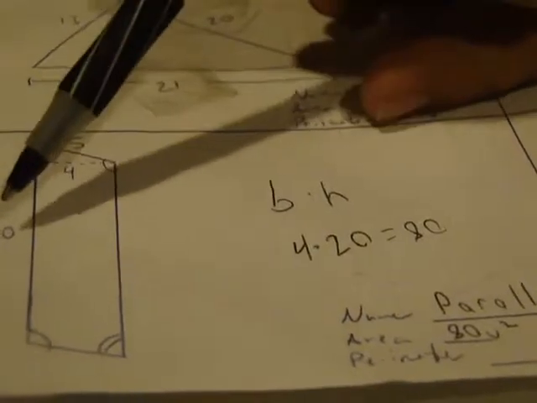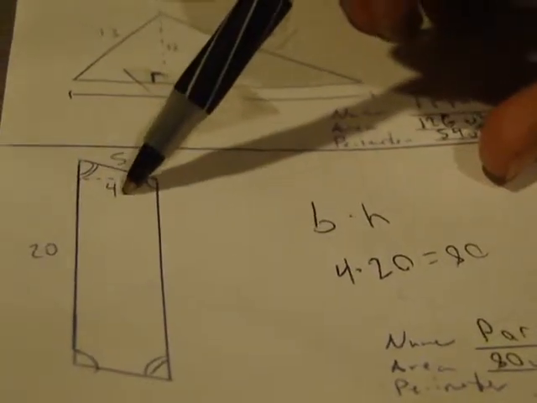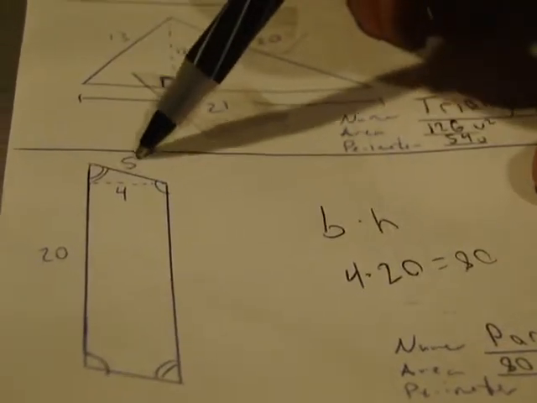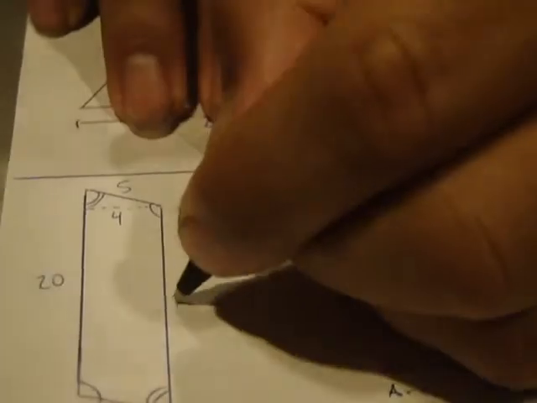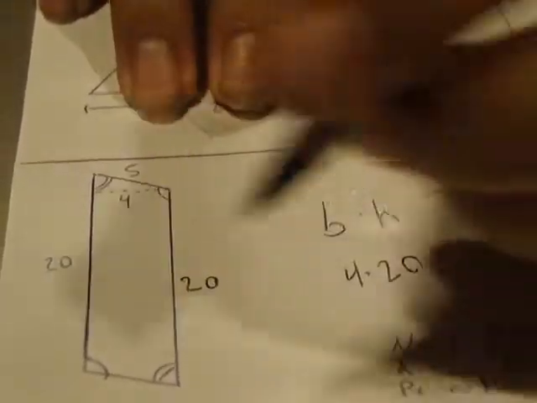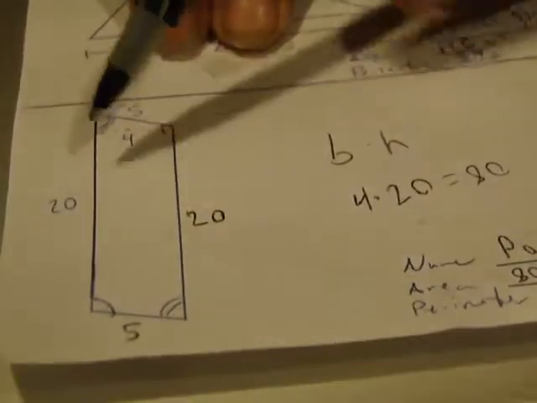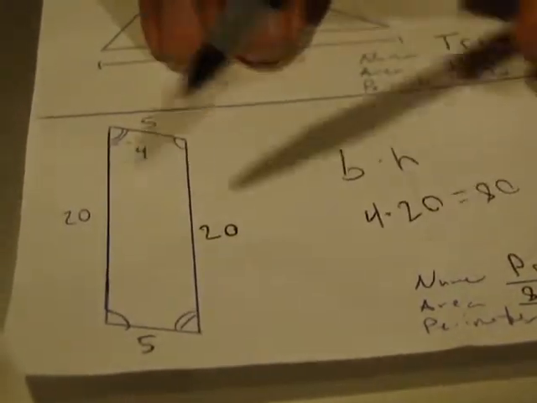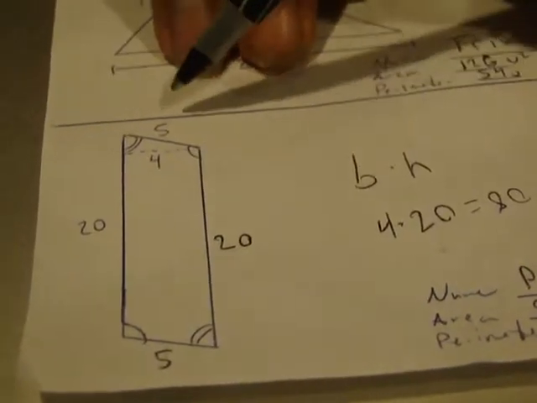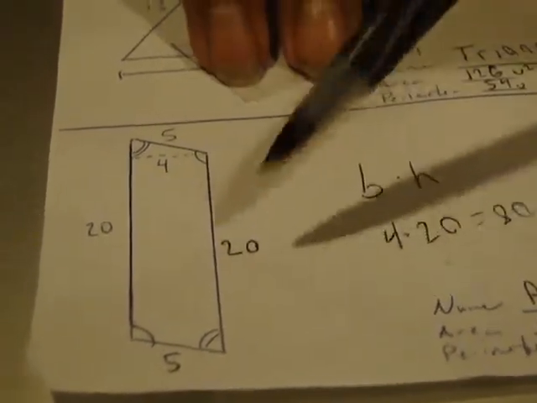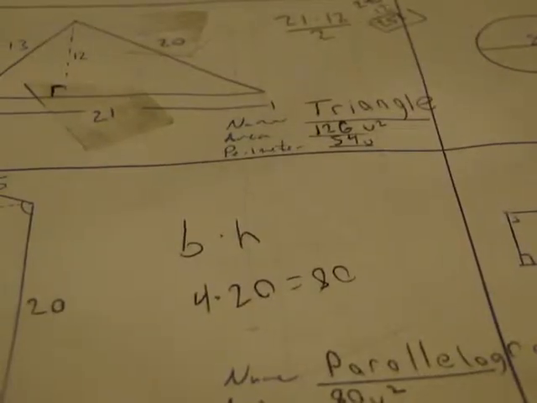And the perimeter is the sum of all sides. The 4 is not a side, the 4 is just the base. So the side length is going to be this 5. This, of course, will be 20 because opposite sides are congruent, and this, of course, will be 5 because, again, opposite sides are congruent. So what we have is 20 plus 5 plus 20 plus 5. 20 plus 5 is 25, plus 20 is 45, plus 5 is 50. So it's 50 units. Okay, that's half the worksheet.